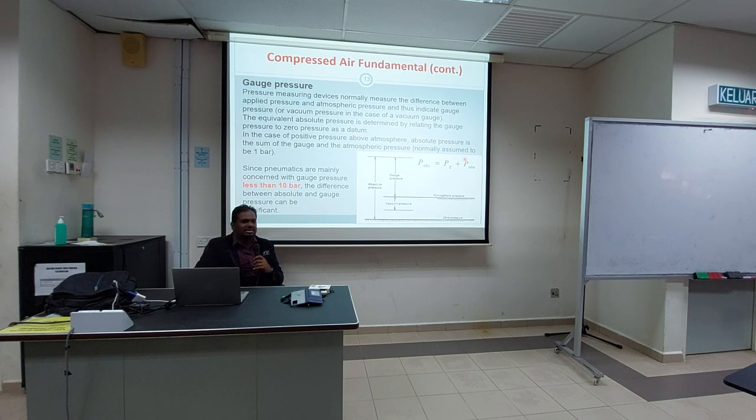Atmospheric pressure, I think you are all familiar with that. It depends on the place. At sea level, the atmospheric pressure is different; on top of a hill, the atmospheric pressure is different. So if you want to get absolute pressure, you have to add the measured pressure to the surrounding pressure. That's what we are saying.